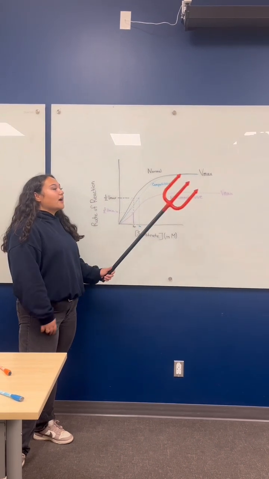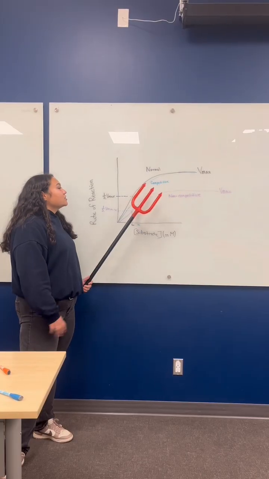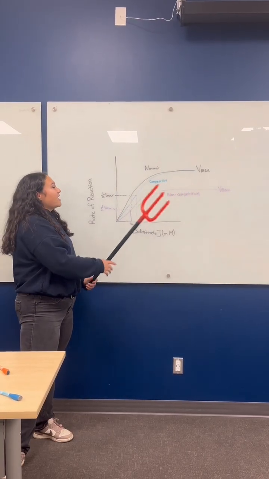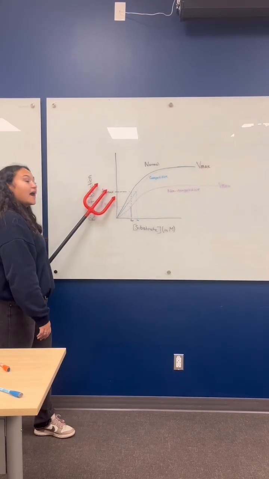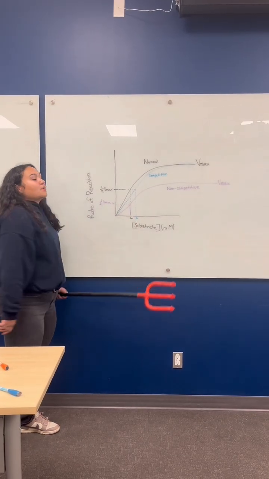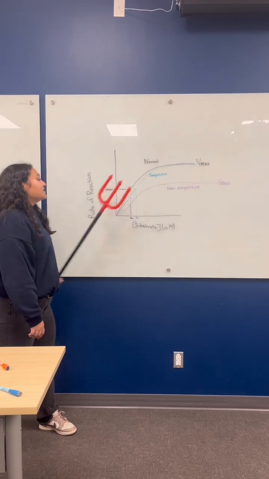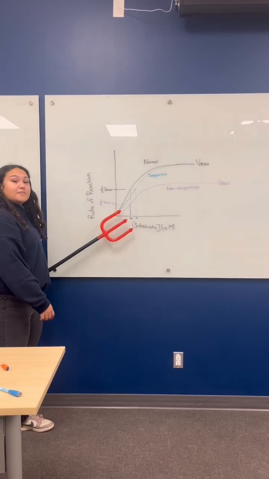So normally our graph looks like this in black, but when we have a competitive inhibitor, it shifts our graph to the right, and we have the same Vmax value, same half Vmax value, but we have a different Km value. When we have non-competitive inhibitors, we have a different Vmax, a different half Vmax, but we have the same Km value.